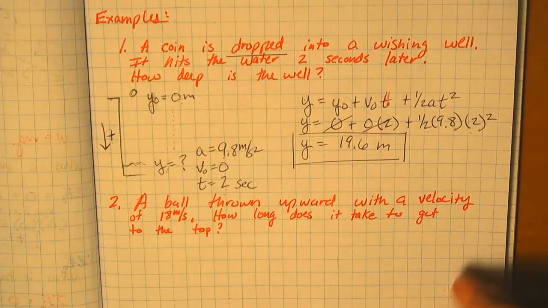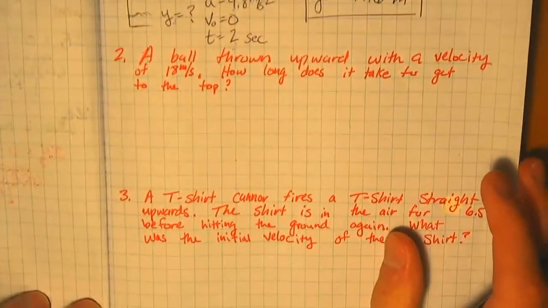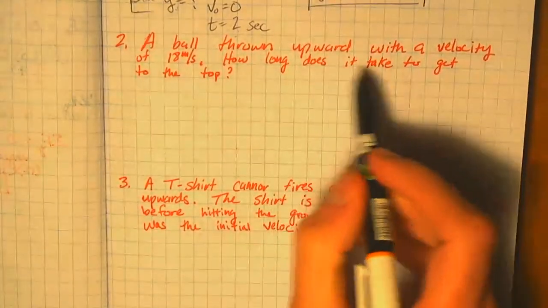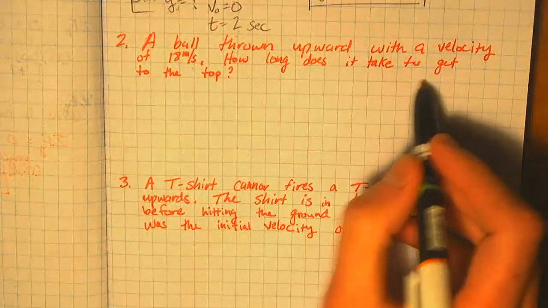And there you go. There's your first one. Take a look at the second one. A ball is thrown upward with a velocity of 18 meters per second. How long does it take to get to the top?